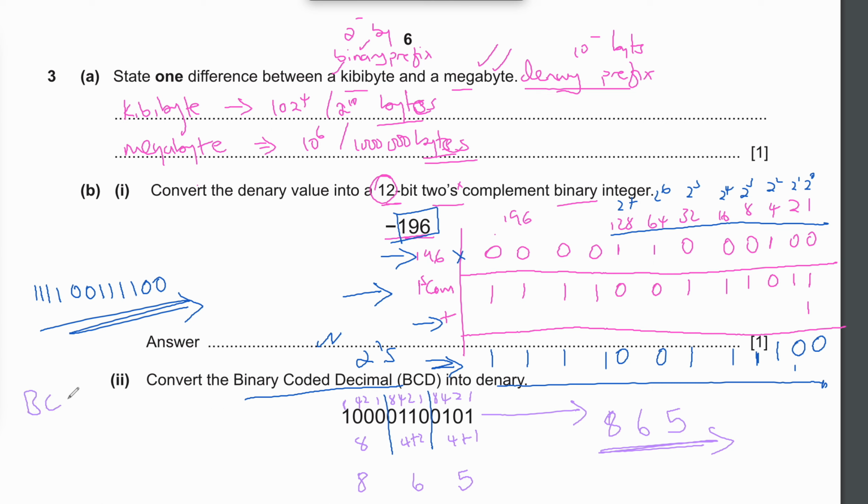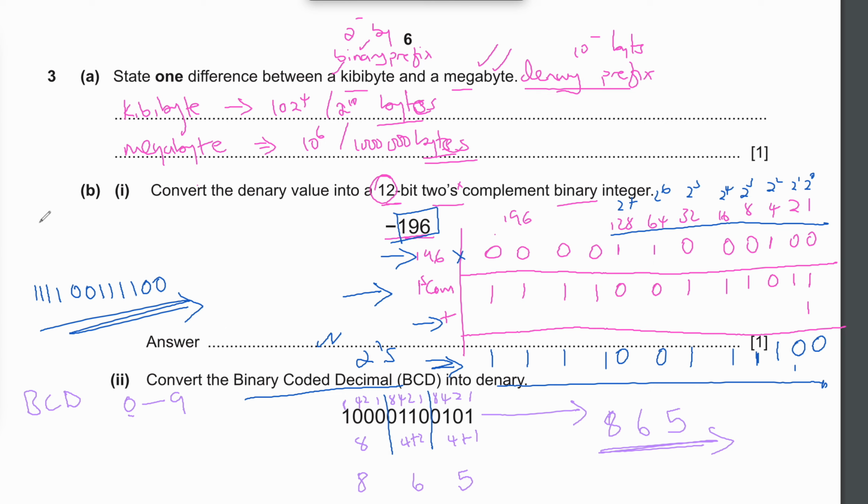BCD is a number system that allows any denary number from 0 through 9, only from 0 to 9, to be converted into their BCD state. So we're converting any number into its 4-bit binary state.